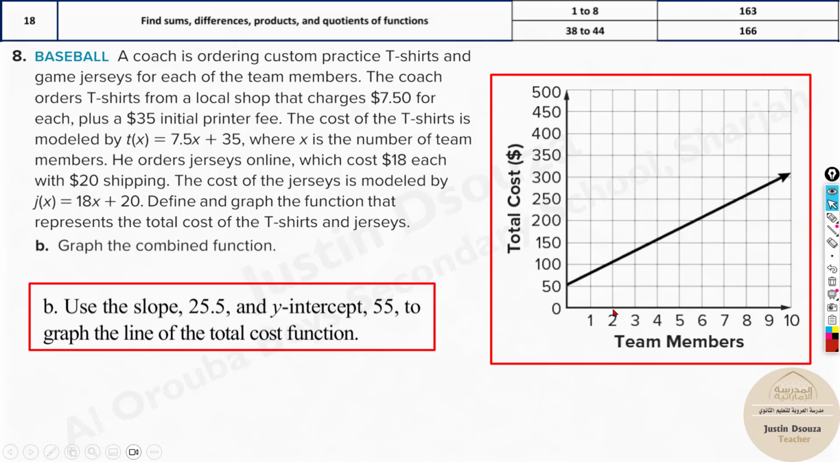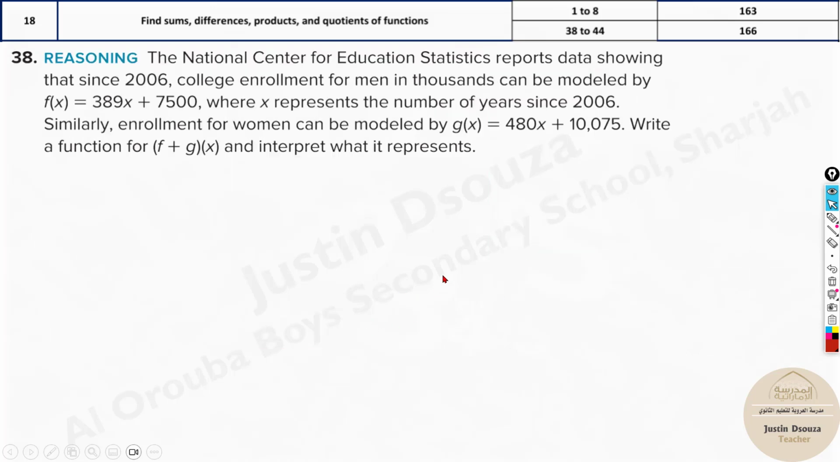Now we have the scale. You can keep it as 0 to 10, and you can give the jump of 1 only. And over here, take a reasonable scale: 50, 100 is much better because it's at 55 over here. Now this is another type of problem.